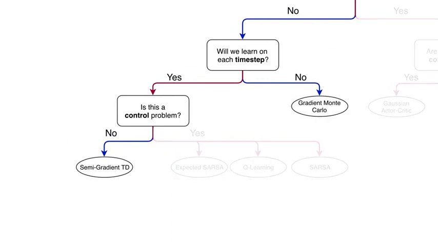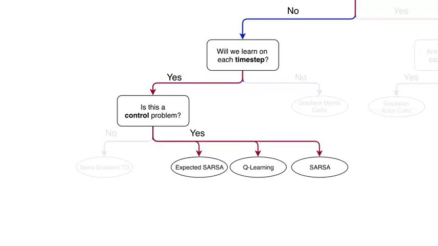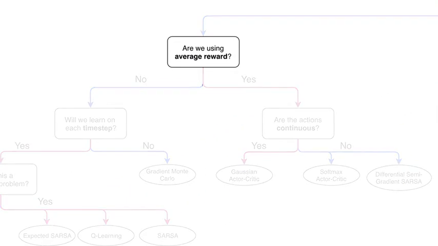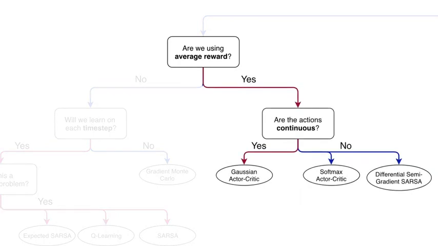This includes expected SARSA and Q-learning. After that, we will totally blow your mind with a new way of formulating continuing control problems called average reward. We will finish off Course 3 with parameterized policies. In a nutshell, we can parameterize policies just like we parameterize the value function. We will discuss how to do this in the average reward setting.